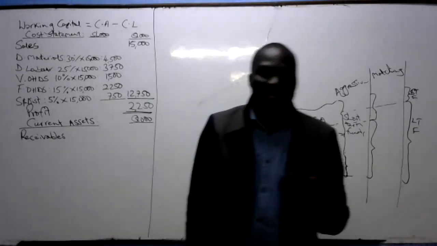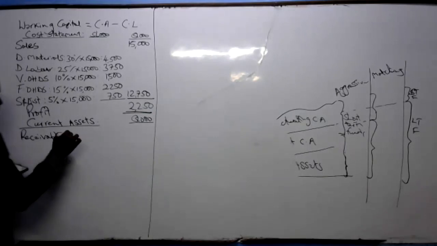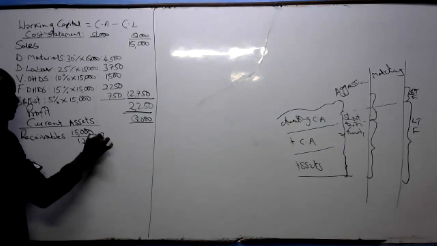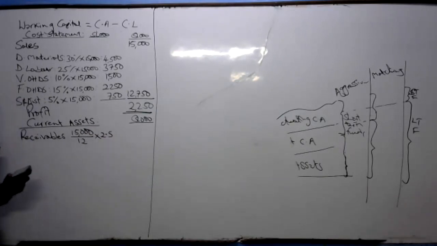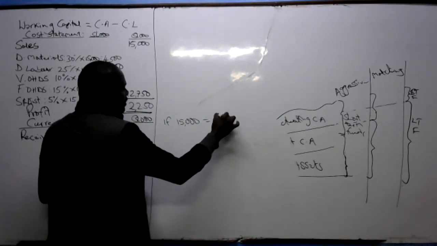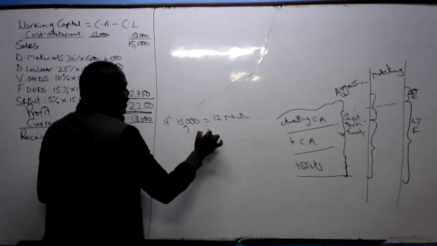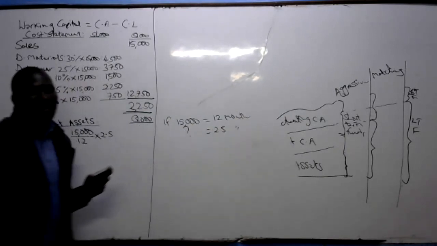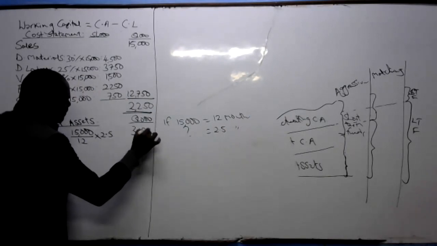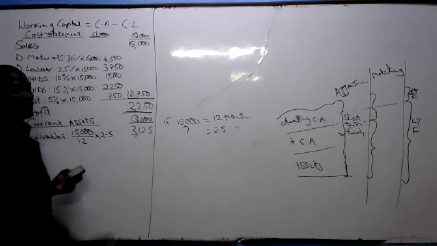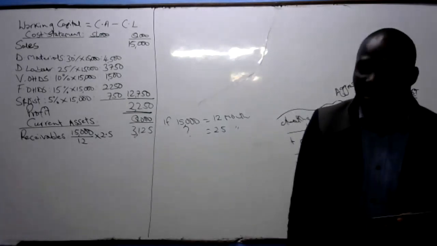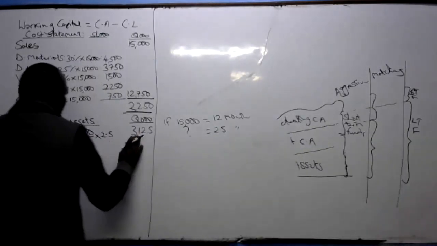So sales the 12 months ni ngapi? So can I say 15,000 divided by 12 times 2.5? Let us use if 15,000 equals 12 months, how much will be for 2.5 months? That's 125. So that 125 is our data. That is our data.